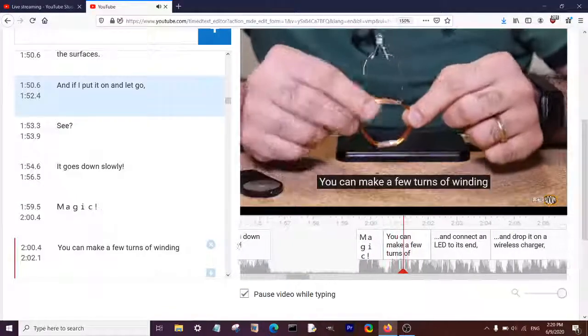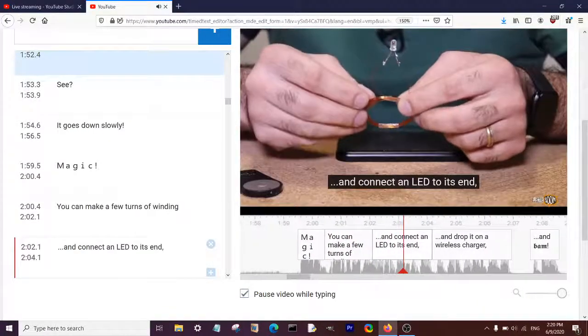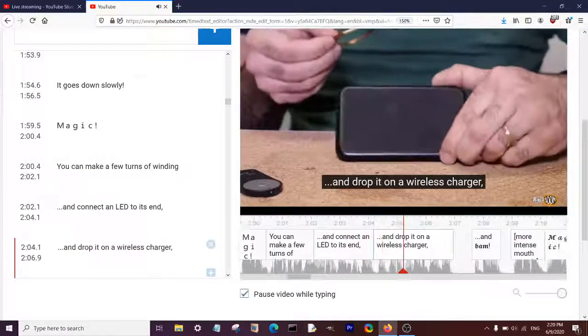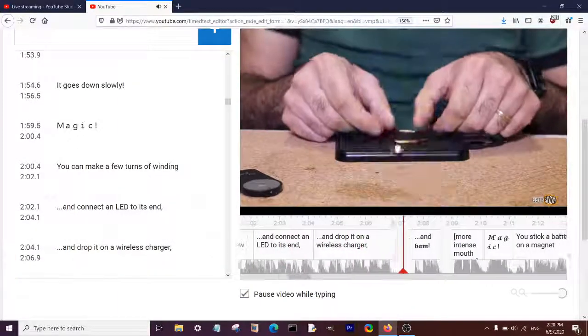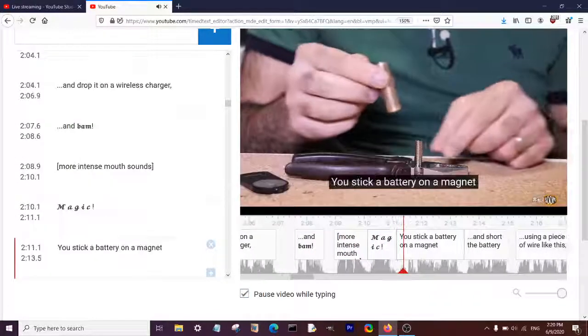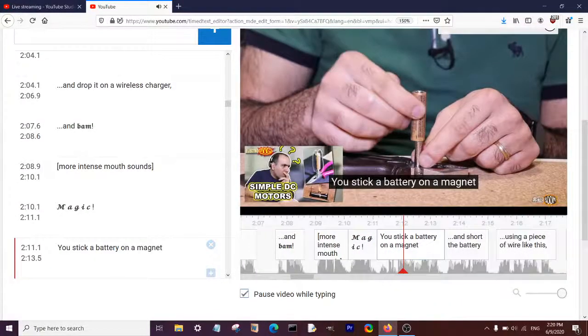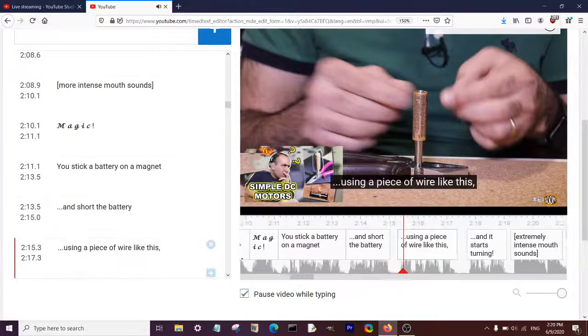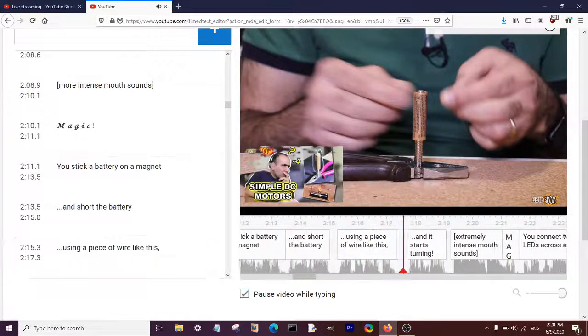Magic! You can make a few turns of winding and connect an LED to its end and drop it on a wireless charger and BAM! Magic! You stick a battery on a magnet and short the battery using a piece of wire like this and it starts turning.